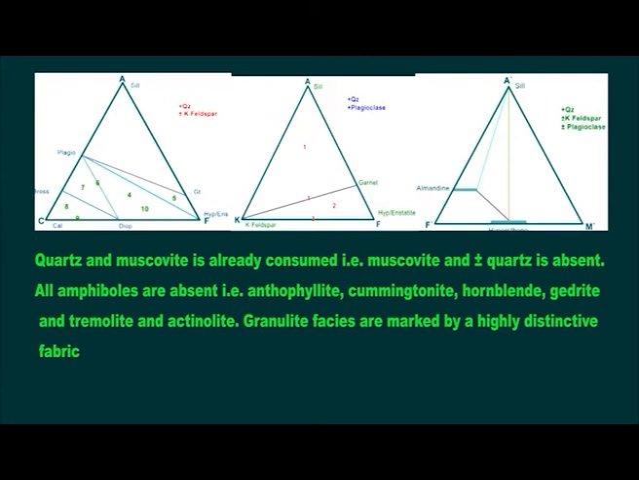Quartz and muscovite are already consumed, that is, muscovite plus or minus quartz is absent. All amphiboles are absent, that is, anthophyllite, cummingtonite, hornblende, gedrite, tremolite, and actinolite. Granulite facies are marked by a highly distinctive fabric.